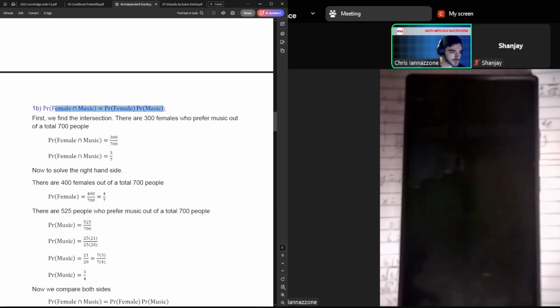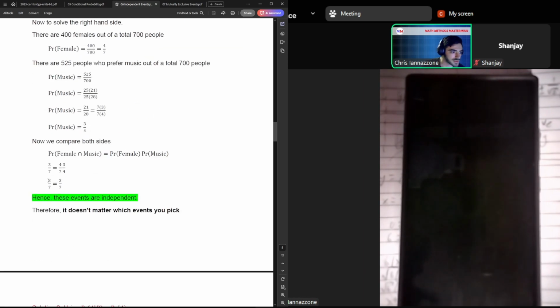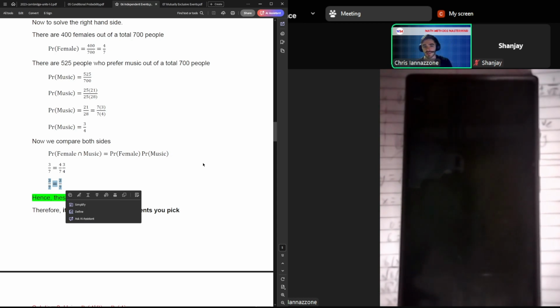I won't go through in much more detail here, but suffice to say, if you picked, for example, female music, when you get down here, the numbers won't necessarily be the same, but the fact that both sides of the equation are equal is the thing that matters, not the actual numbers themselves.